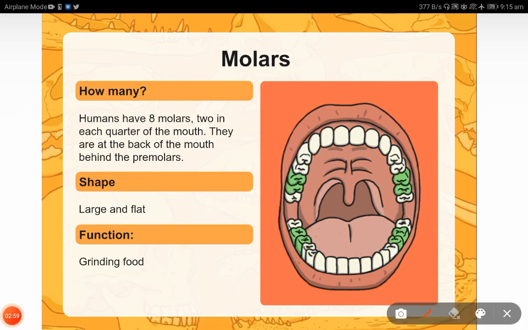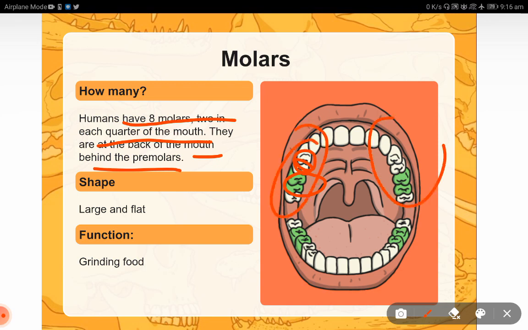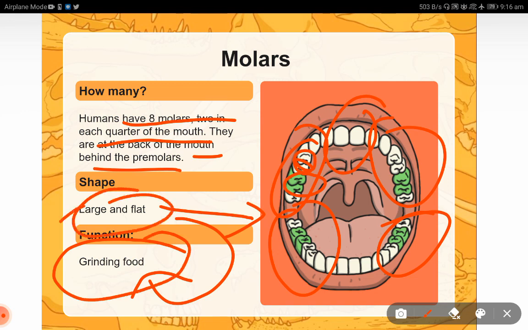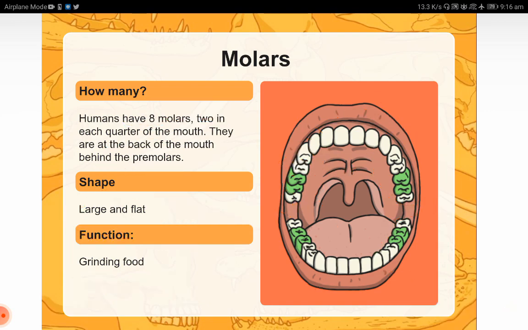Next is molars. They are adjacent to premolars. Humans have 8 molars, 2 in each quarter of the mouth. They are at the back of the mouth behind the premolars. These are the premolars, and behind them are molars. They are large and flat, and they are used for grinding the food. When you bite the food with the incisors, you then grind it with the help of the molars. Because they are large, they have more surface area, and being flat means they're also stronger and bigger, so they can be used for grinding the food.